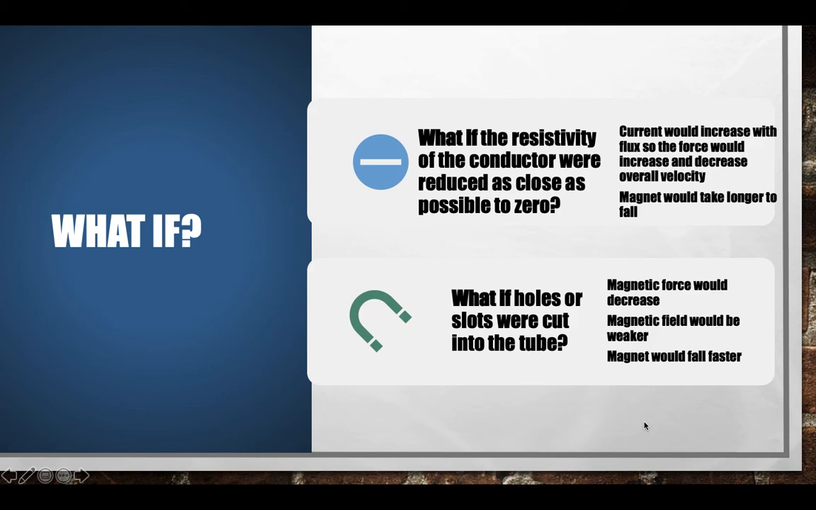However, what if slots were cut into the tube? Then it would decrease the total magnetic force, so the magnetic field would become weaker. And in accordance with our position update formula, that means that the magnet would fall faster.